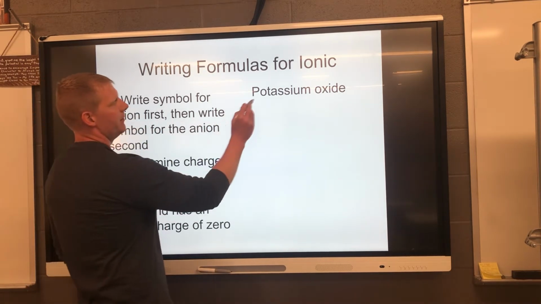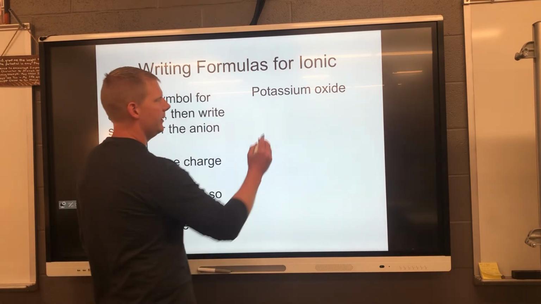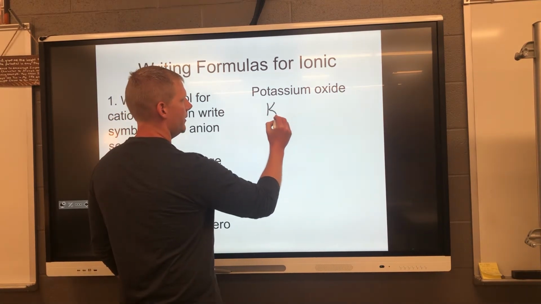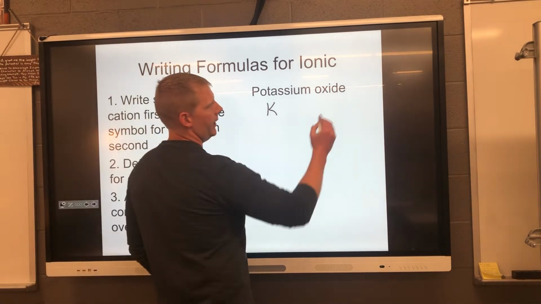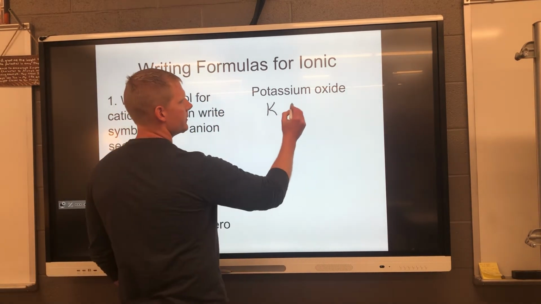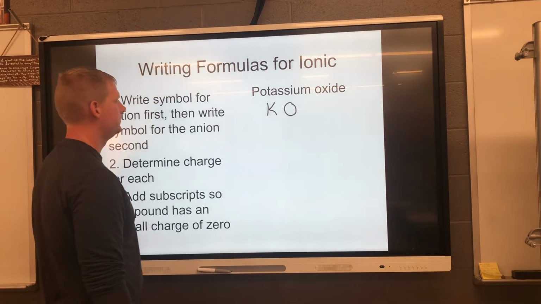That's always going to be the metal. So potassium, find it on the periodic table. I know it is K. The second symbol, oxide, I know I'm talking about oxygen, so that's going to be an O.